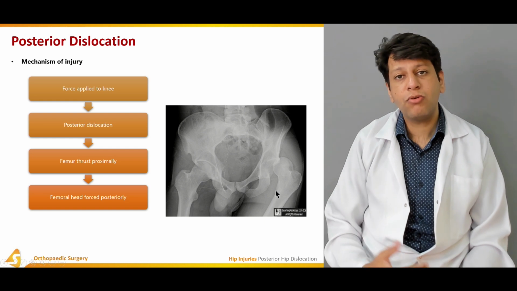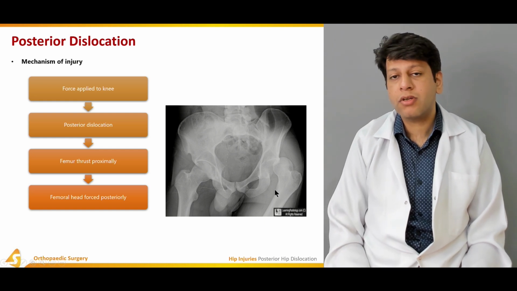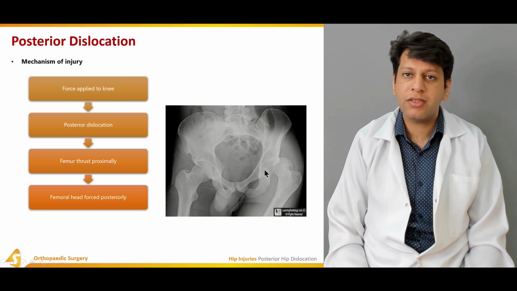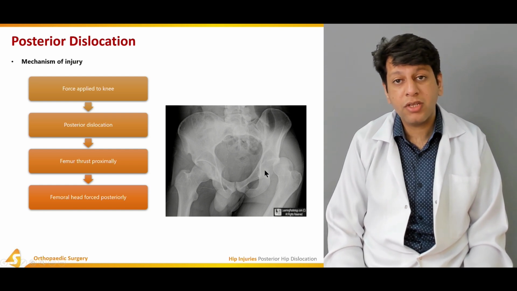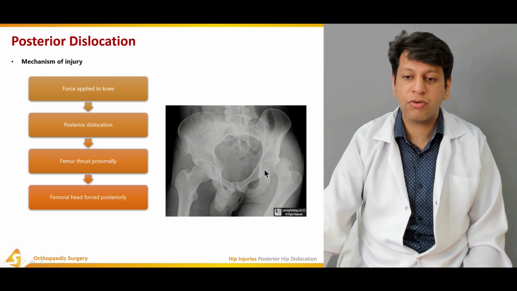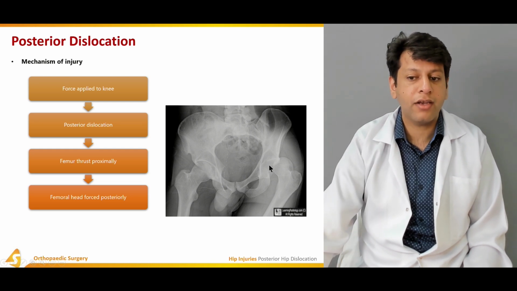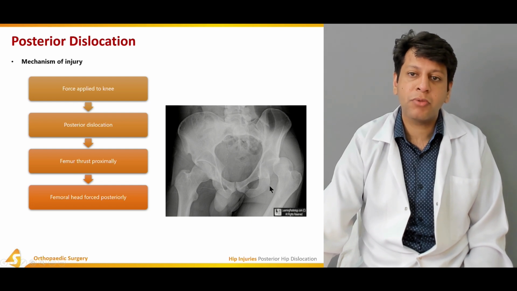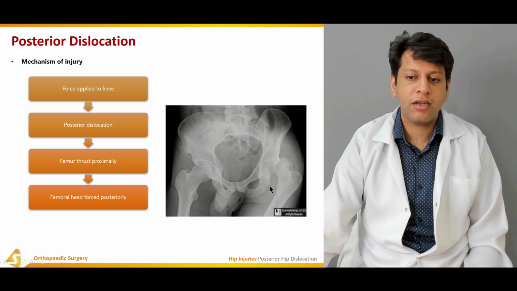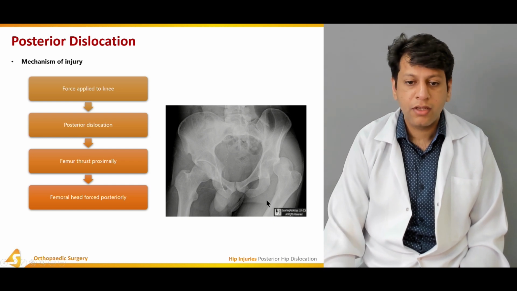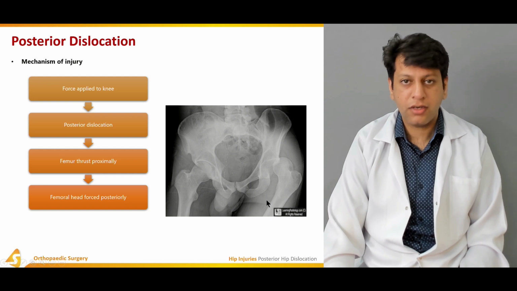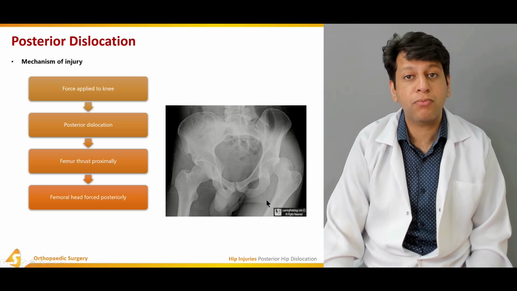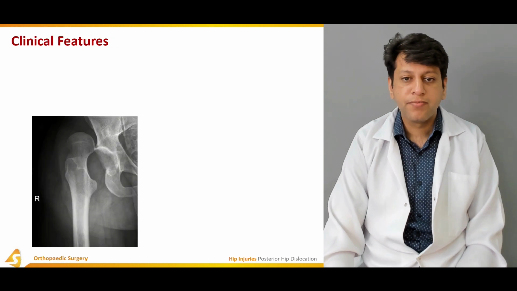Now there are two types of dislocation, especially when you classify posterior dislocation. It's going to be either simple or complex. The simple is when there is an isolated dislocation without any fracture of the head and neck or even the acetabulum, and it's called complex when it may be associated with a fracture of the head and neck or acetabulum as well. Often a piece of bone from the acetabulum is sheared off, making a fracture dislocation. That is when it becomes a complex fracture dislocation.